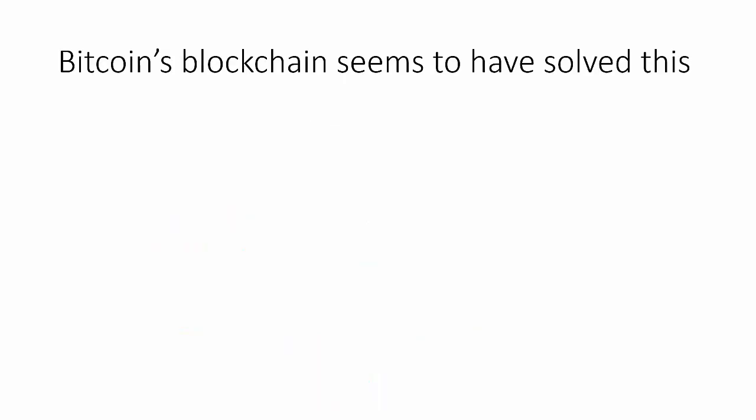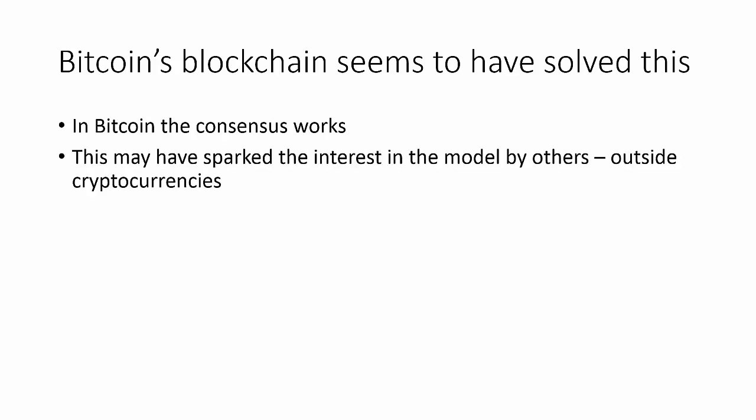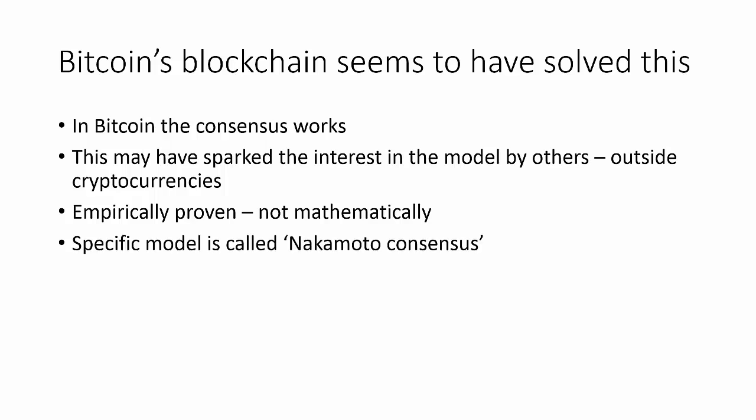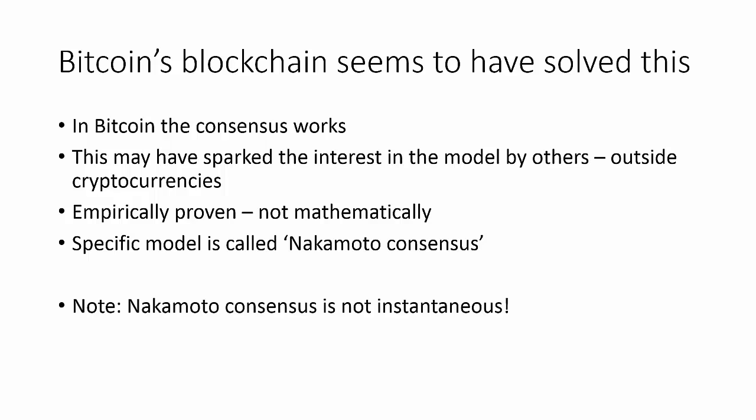Now Bitcoin seems to have solved the distributed consensus challenge. It works and has worked for more than 7 years now. This is one of the reasons that sparked a lot of interest in blockchains apart from the cryptocurrency enthusiasts. However, the consensus model has been empirically proven. There is no mathematical proof yet. This specific model is called Nakamoto consensus, after Satoshi Nakamoto, the inventor of the Bitcoin protocol. One important detail to note already is that this consensus is not instantaneous, which would be needed for the database or file system.